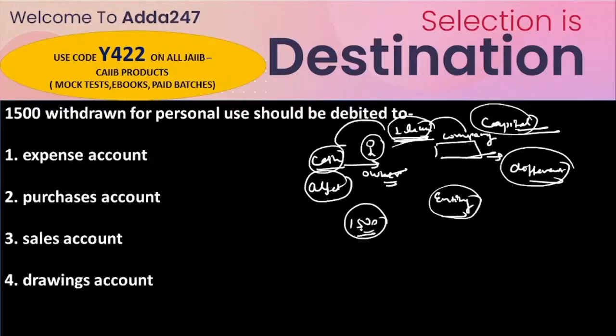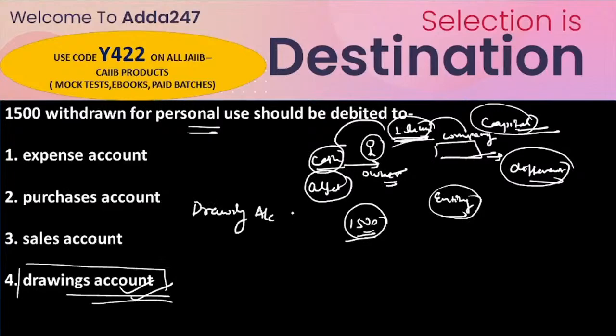So whenever any owner of a company withdraws an amount, or say withdraws rupees for his personal use, the account that should be debited is known as the drawing account. Okay, you always have to remember that whenever the owner withdraws any amount for personal use from the company, that will be debited to the drawing account.